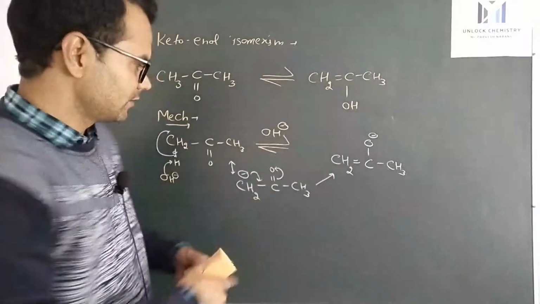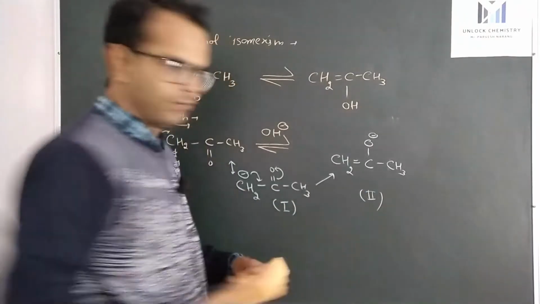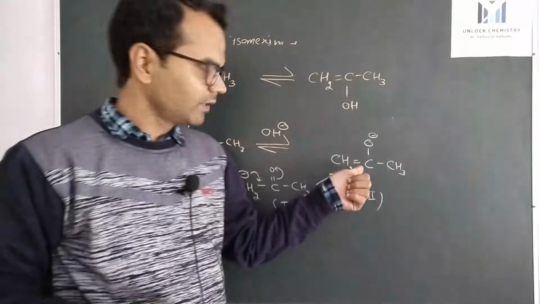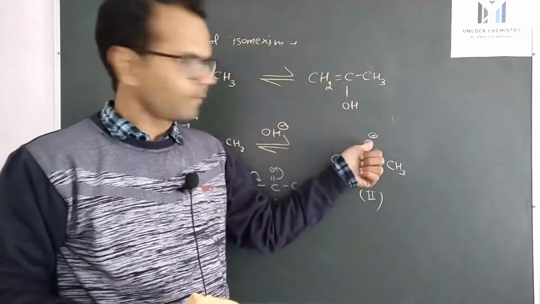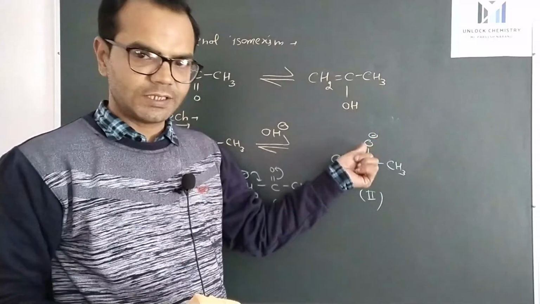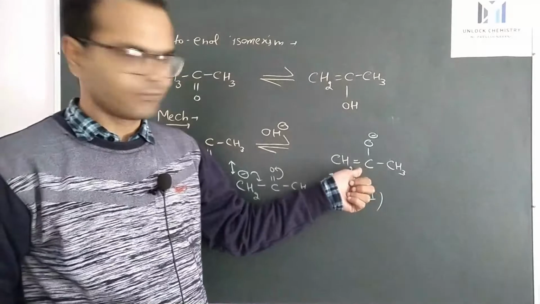Actually, we have first intermediate and second intermediate. If we compare the stability of first and second intermediate, second is more stable. Why? Because there is a negative charge on a highly electronegative atom that results in extra stability. We can see we now have ene formation, the double bond is ene.